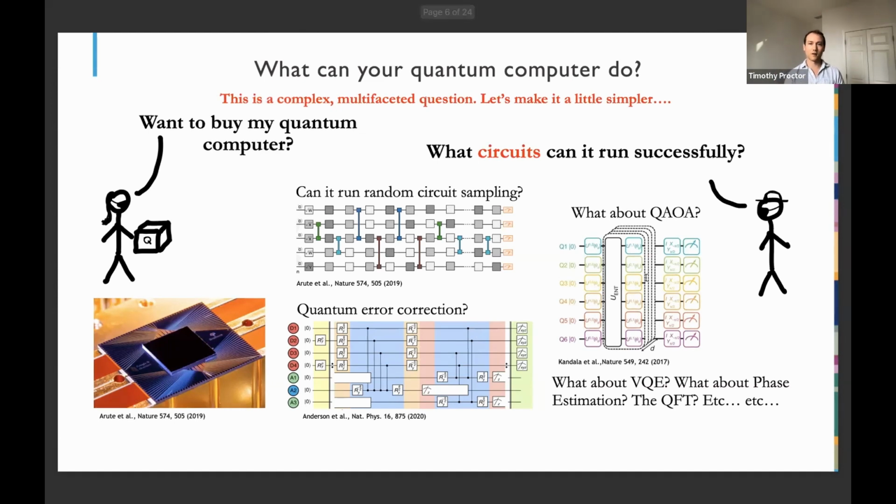This is a really complex and multifaceted question, answering what algorithms or applications can you run. So we focus on a slightly simpler question that will allow you to answer that broader question, which is we're going to focus on answering what circuits can a particular device run successfully. So I come to you with a circuit, and then we want to be able to answer, can this device run that circuit or not? So can it run it with high fidelity?